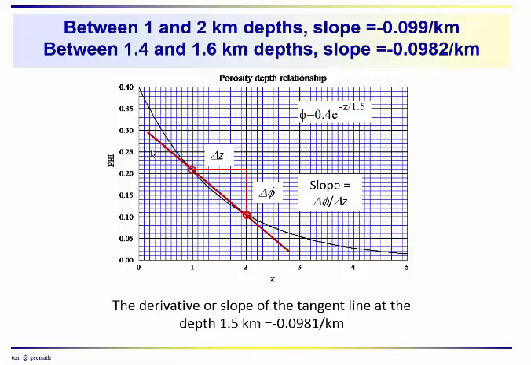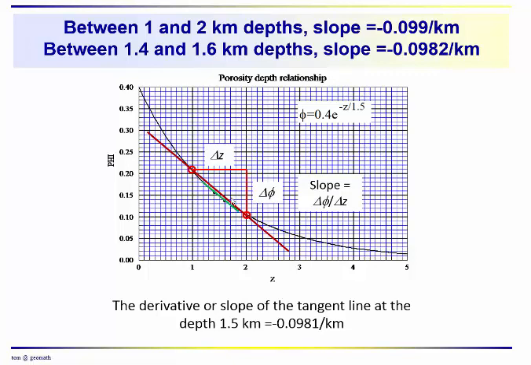But again, what we're doing is we're just calculating the slope, delta phi, delta z. This is our delta phi over here, measured off this axis, and our delta z over here. So we're just taking the ratio of those two values. Now, if we did it at these 2 points, point at 1.4, point at 1.6, then we get a slope of minus 0.0982. And so we're just looking at the slope of this line. You can see they're very close to each other.